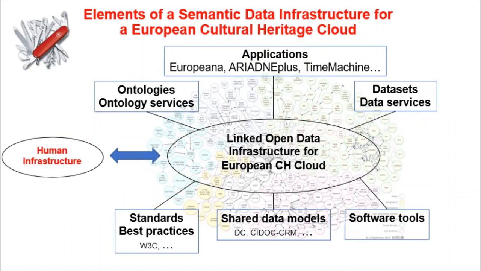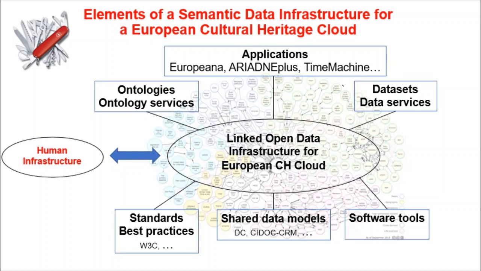This image illustrates some essential elements needed for a linked data-based cultural heritage cloud. Shared ontologies and data models are needed as semantic glue that binds the contents together. Datasets and data services enrich the contents by mutual interlinking and for applications created by public organizations and creative industries. The technology is based on standards and best practices of the World Wide Web Consortium and other international standardization bodies.